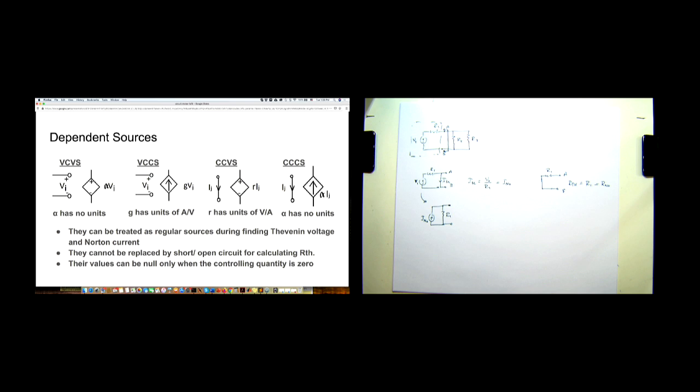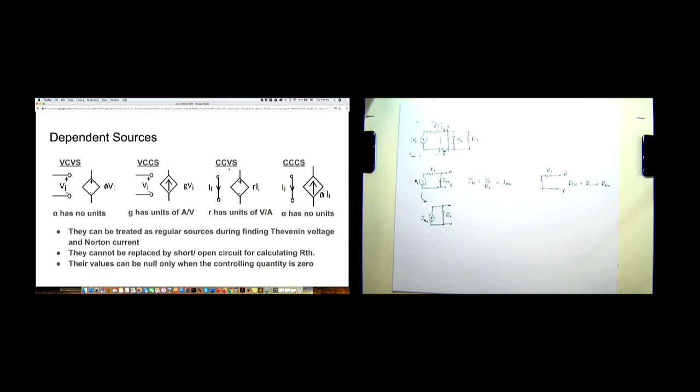Some notes about dependent sources. You can have voltage-controlled voltage sources, which means that you have a voltage across two terminals, and then the voltage across two other terminals is A times V. A has no units here. You have voltage-controlled current sources, which are important because they are used to model transistors. You'll see more about this in classes like 105 and 140. Here you have a voltage across two terminals, Vi, and the current flowing in another branch is going to be G times Vi, where G is conductance. It has units of amperes over volts, or Siemens.